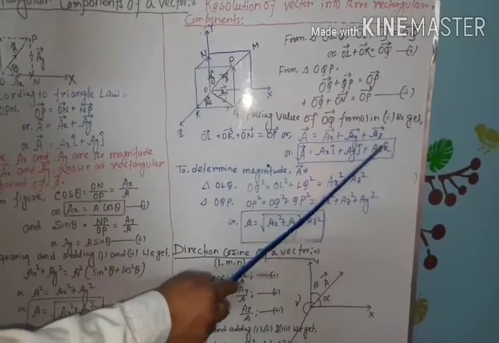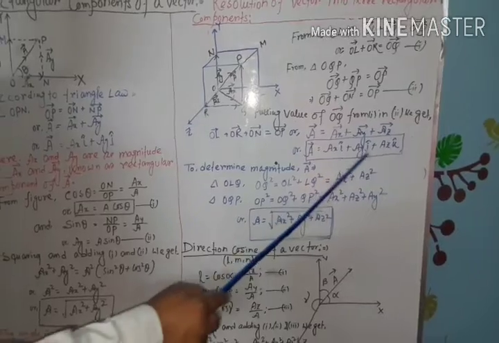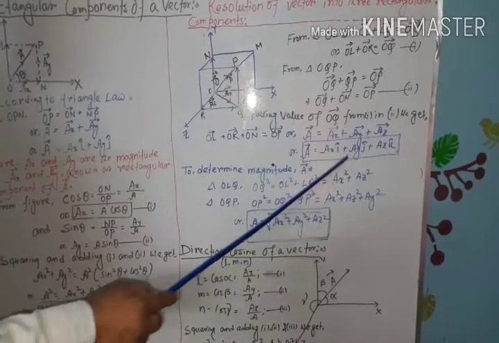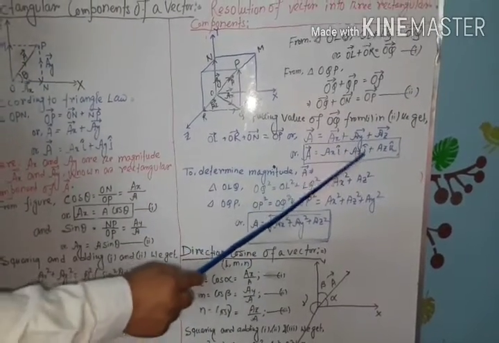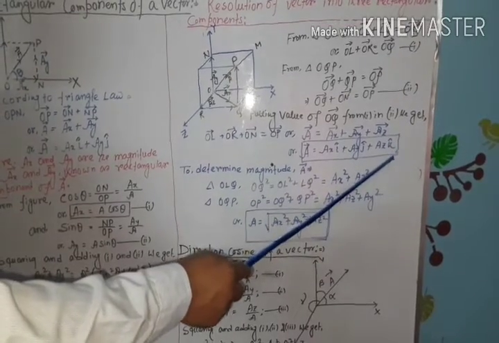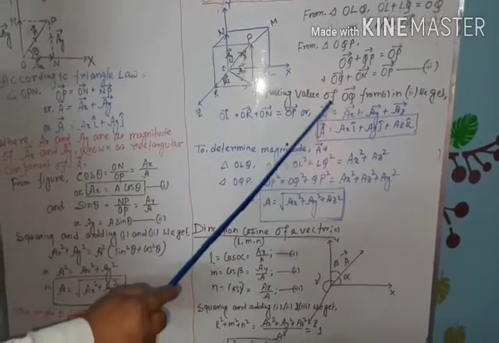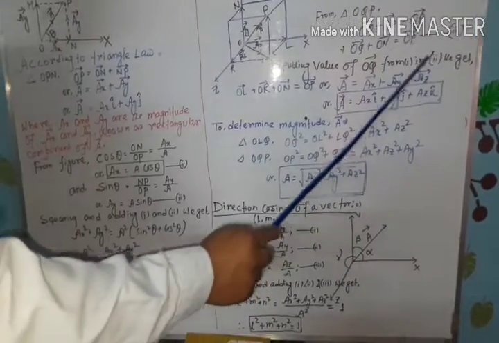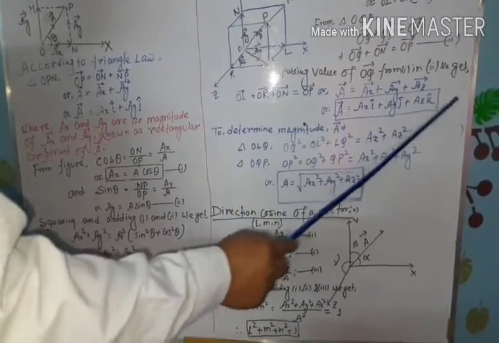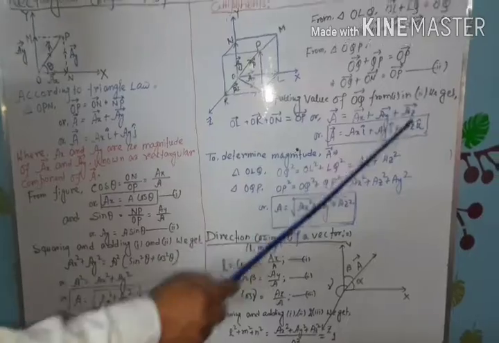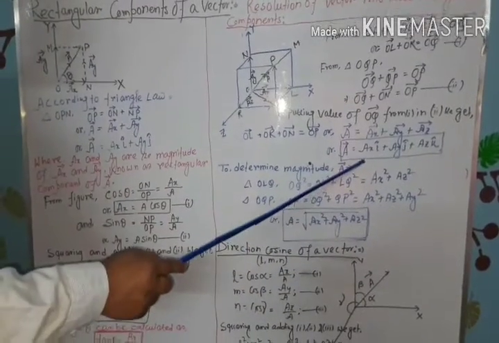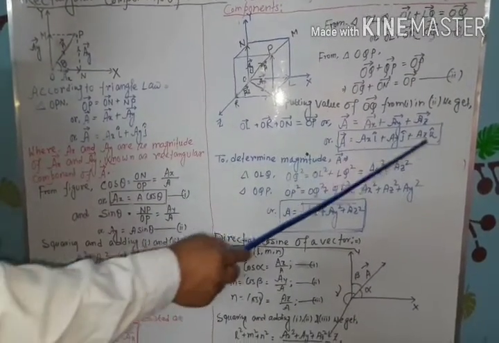So therefore we can write A vector is equal to AX of i cap plus AY of j cap plus AZ of k cap, where i cap, j cap and k cap are the unit vectors along the x-axis, y-axis and z-axis. So this is the representation of a vector according to the three rectangular components. Clear?